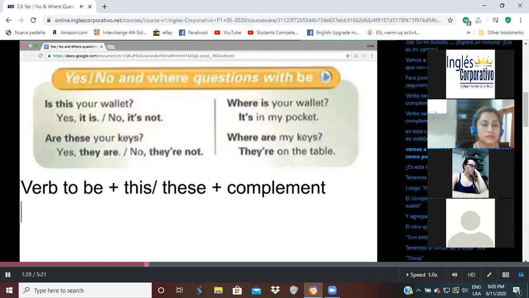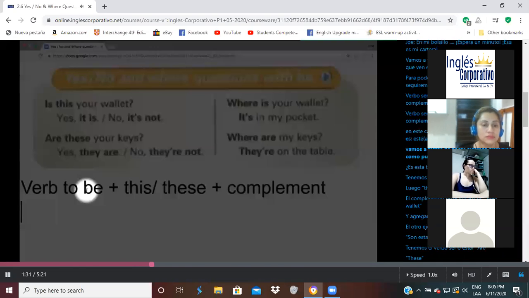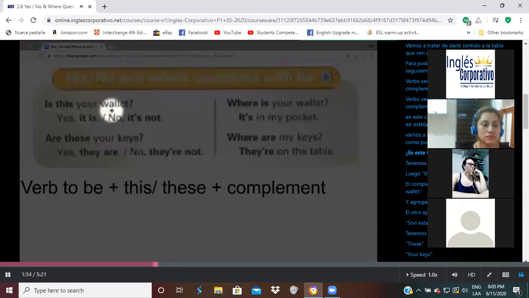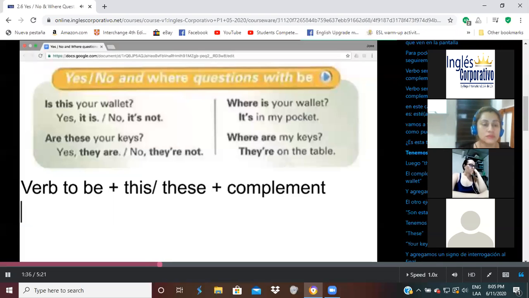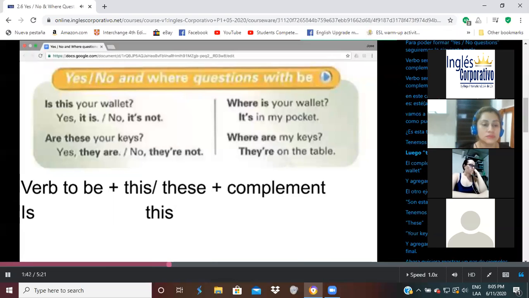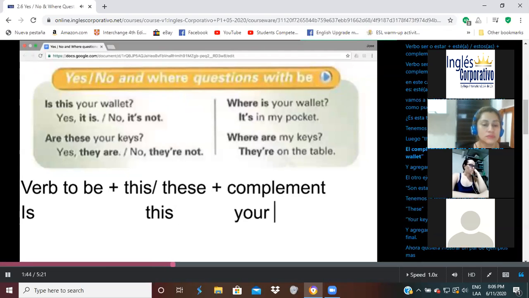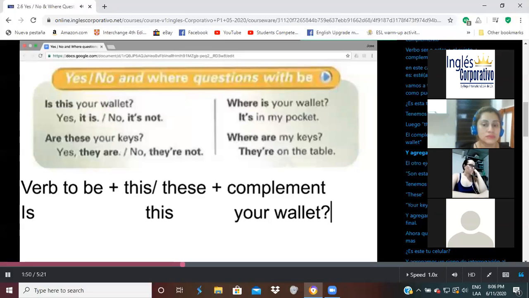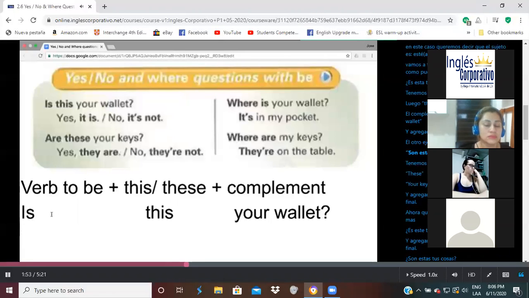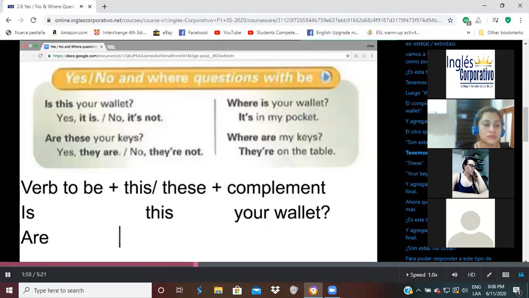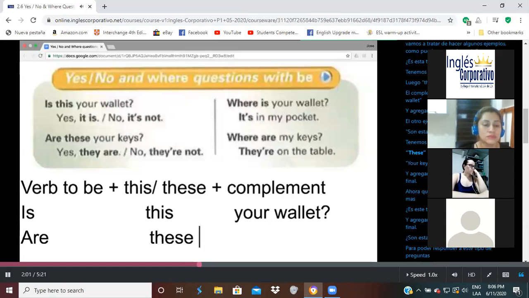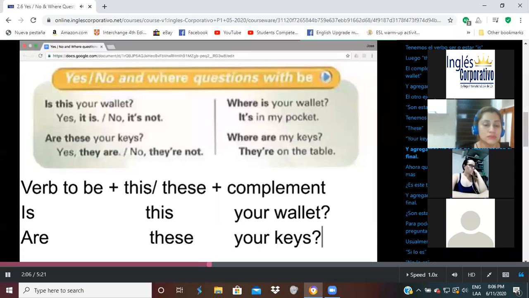So let's try to make some examples. As you can see on the screen, the example, is this your wallet? We have the verb to be, in this case is, and then we're going to use this. The complement in this case is your wallet. And then of course we put a question mark there. The other example that you see on the screen, are these your keys? We have a verb to be, these, your keys, and of course we put a question mark at the end.